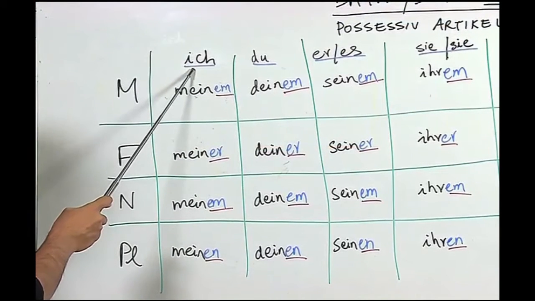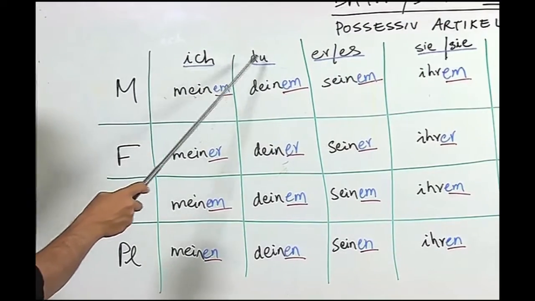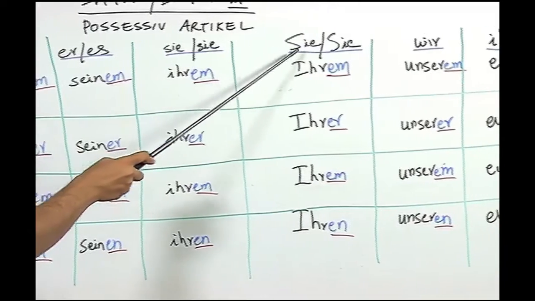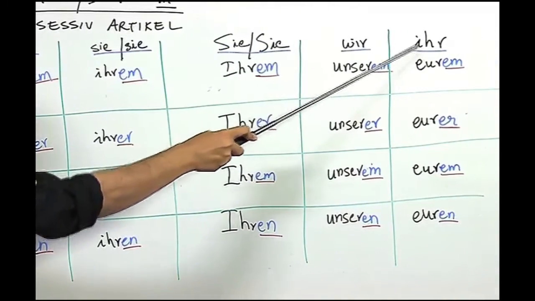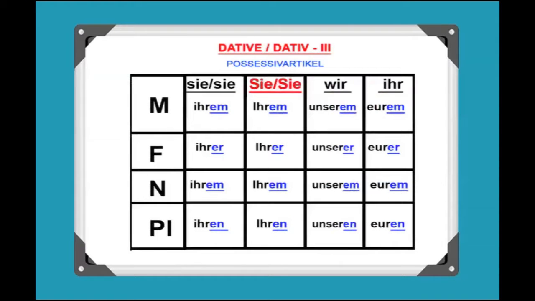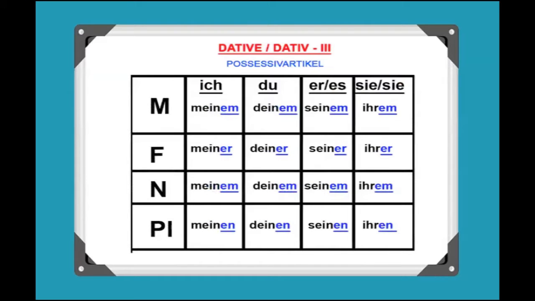Now let us look at the pronouns here, which are ich, du, er, es, sie, sie, wir, ihr. Well, you are already familiar with these pronouns and you already know that certain pronouns like ich, du, er, es, sie belong to the singular case, while the sie here, written with the small s, as well as wir and ihr, belong to the plural part. Now let us look at the possessive article of these pronouns in dative.